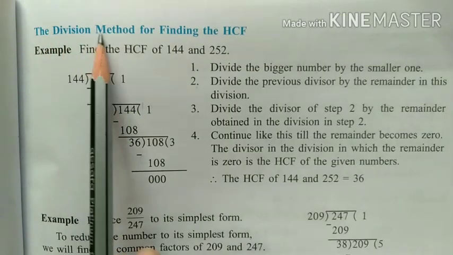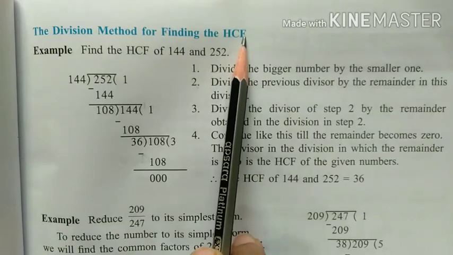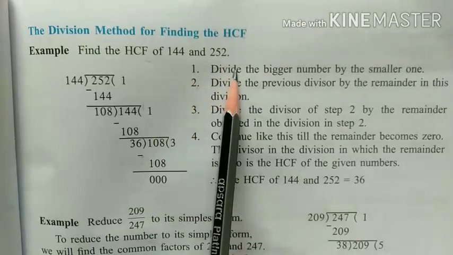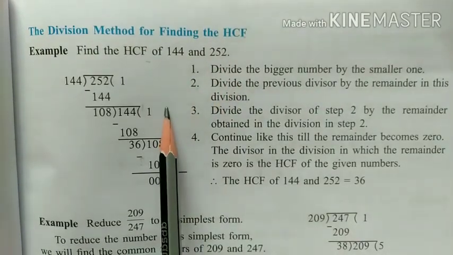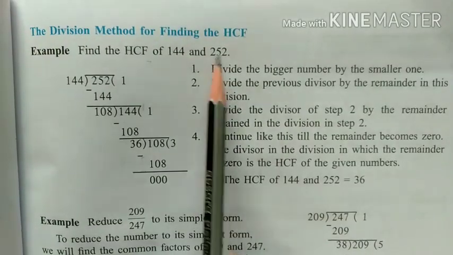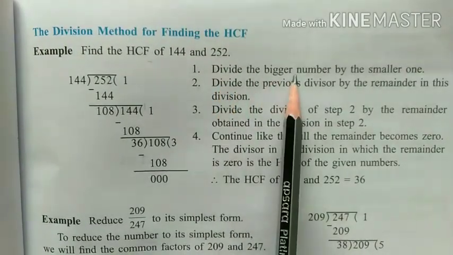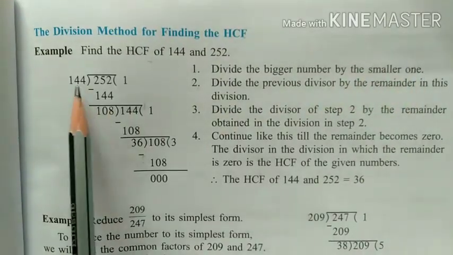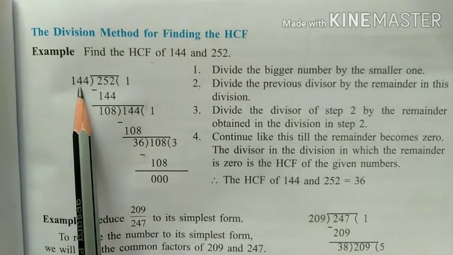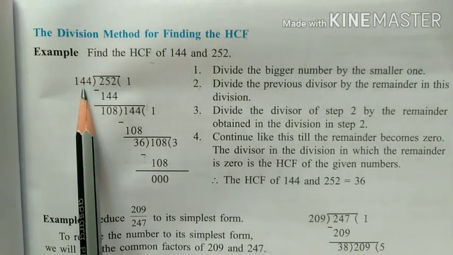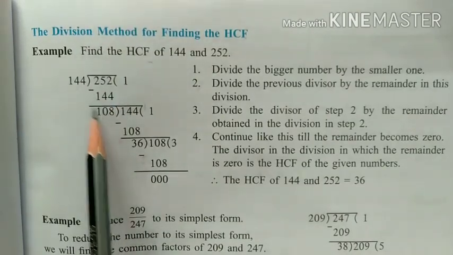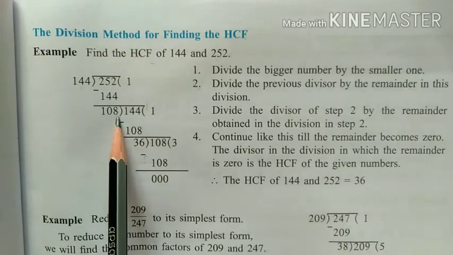Division method for finding the HCF. With the help of the division method, we have to find the HCF of the given numbers. First, let me explain the steps. Take 144 and 252. The first step is to divide the bigger number by the smaller one. So 252 divided by 144. One times 144 is subtracted, the remainder is 108.